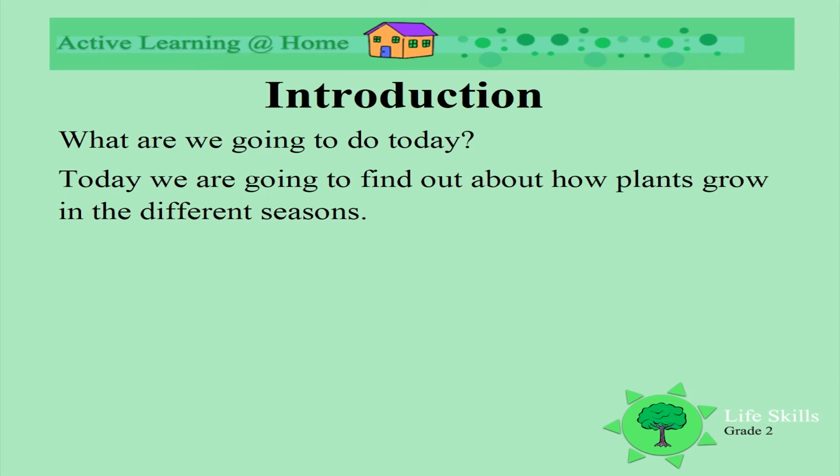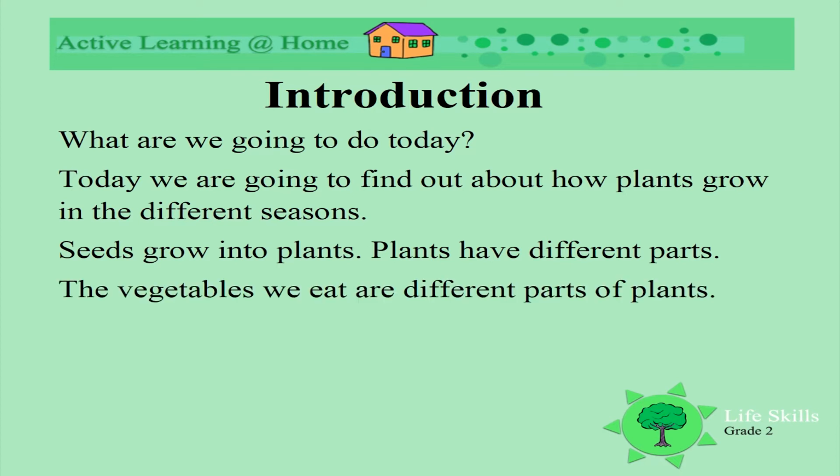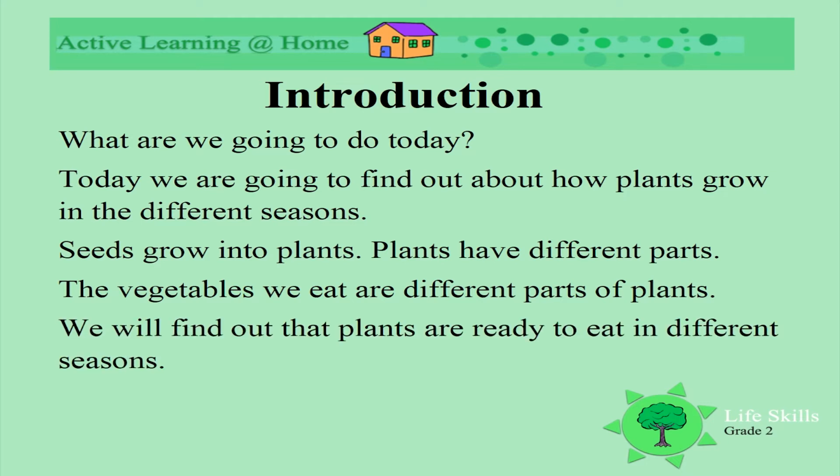Well, we are going to find out about plants and how they grow in different seasons, that the seeds grow into the plants, and that we get many different plants, and the plants have different parts, that we eat. These different plants are the fruits and the vegetables that we eat. We will also find out that plants are ready to eat in different seasons.